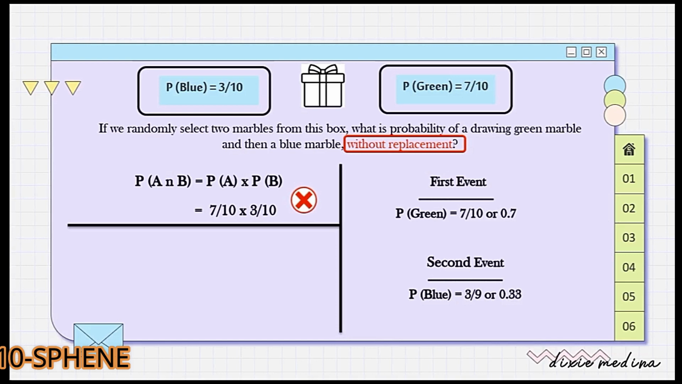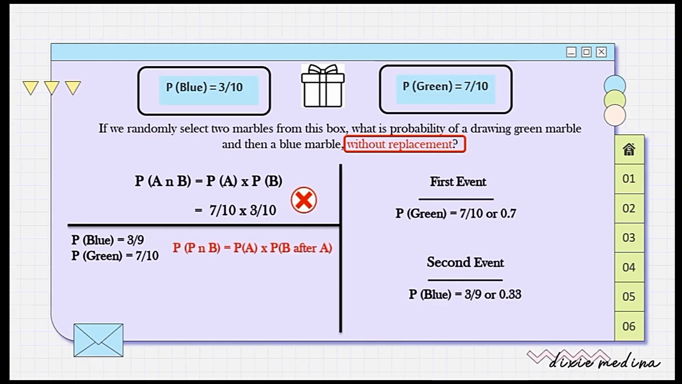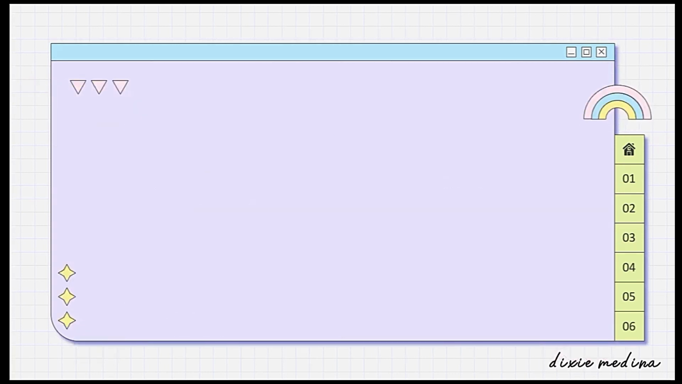As a result, this is a dependent event because the occurrence of the first event affected the probability of the second event. Now, to finish this problem, all we have to do is multiply their values together. 7 over 10 multiplied by 3 over 9 gives us an answer of 7 over 30 or 0.233. Now, let's have an example using the same scenario.